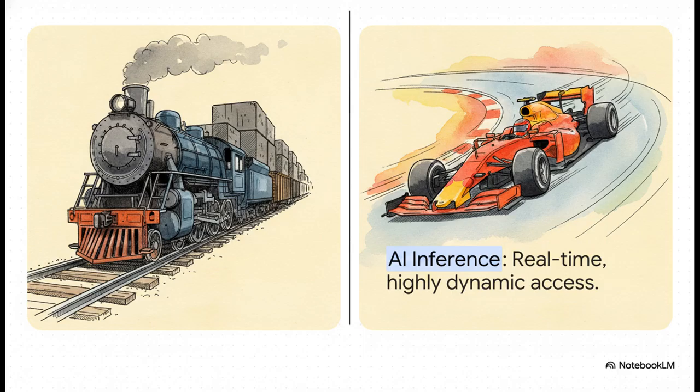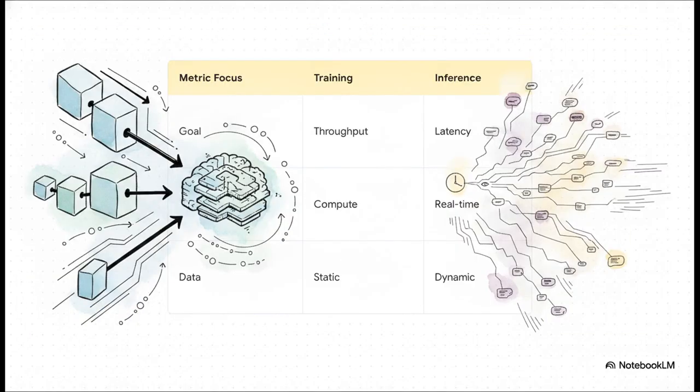So it's not a freight train, it's a Formula One race car. It demands total agility, instant responsiveness, and the ability to pivot in a split second. Trying to run a real-time inference workload on architecture built for batch-oriented training, it's literally like entering a freight train in a Formula One race. The mechanics just do not align. And this brilliantly illustrates exactly why your hardware approach has to change.